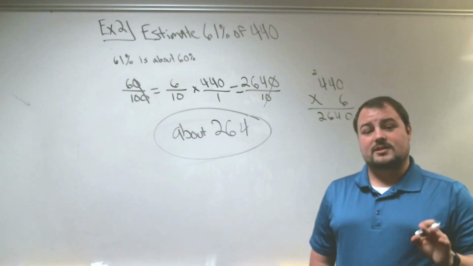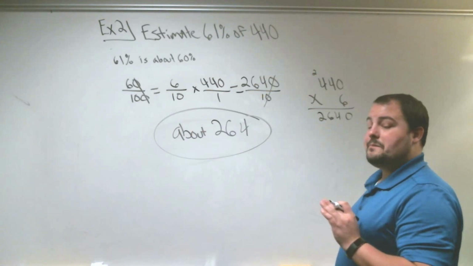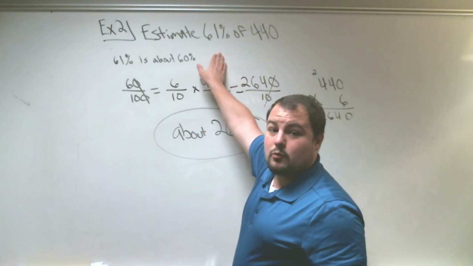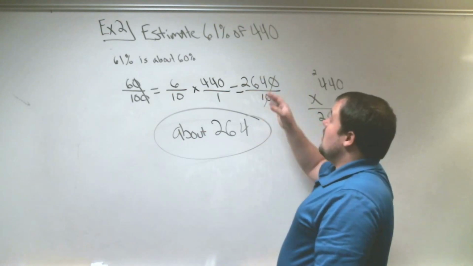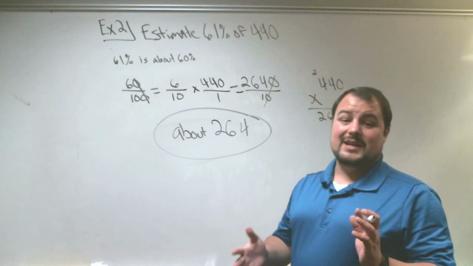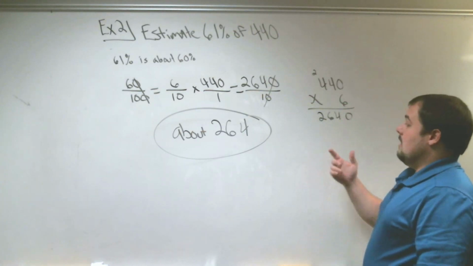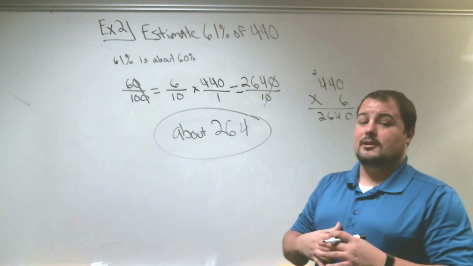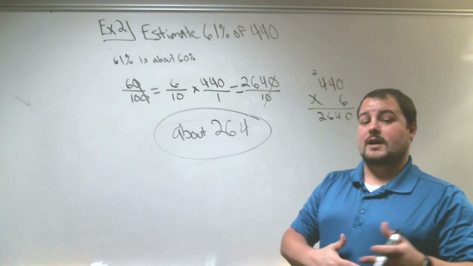So this is a number that's close to our estimate. What we did was round 61% to 60%. We left 440 alone. We could have rounded it up to maybe 450 to make it a little easier to work with. We did the math without a calculator. Our goal is to do a lot of this without a calculator, so that we can either round up or round down.